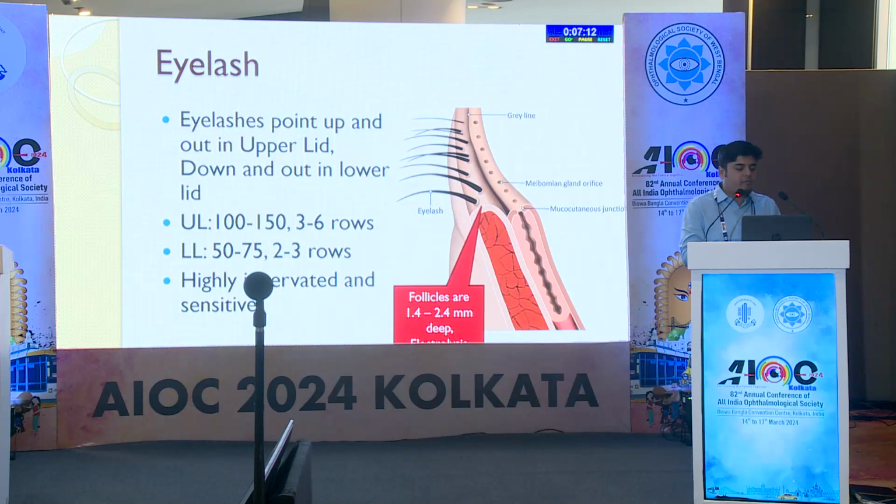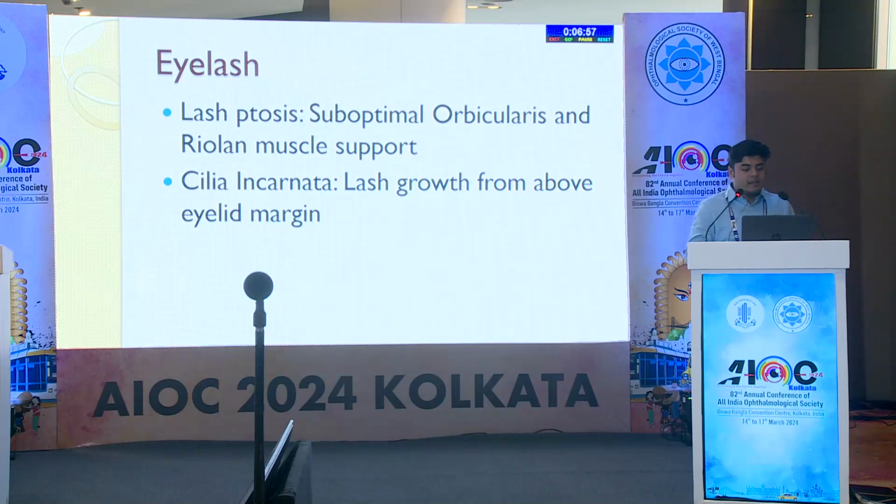The eyelashes point up and out in the upper lid and down and out in the lower lid. They are highly innervated and sensitive, and the follicles of the eyelashes are 1.4 to 2.4 millimeters deep, and we should keep this in mind while performing electrolysis. There might be lash ptosis, which indicates suboptimal orbicularis and muscle of Riolan support, and the condition known as cilia incarnata is lash growth from above the eyelid margin.